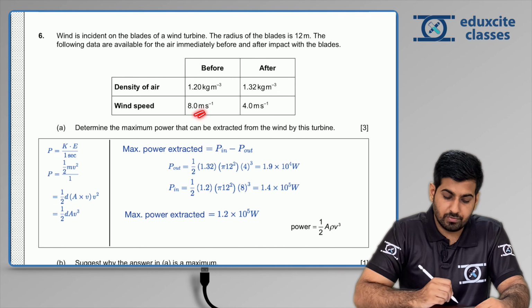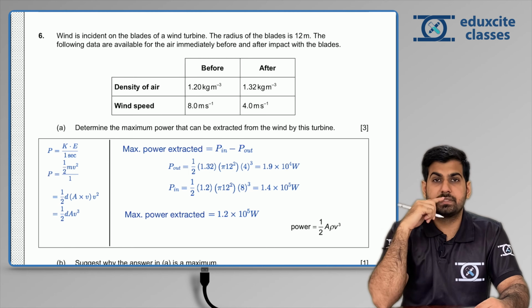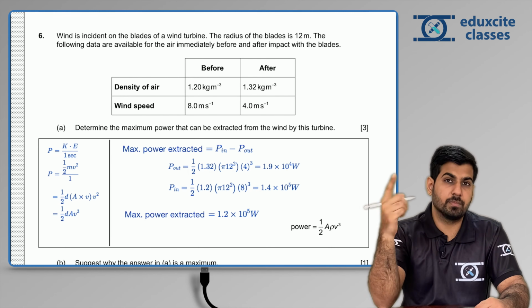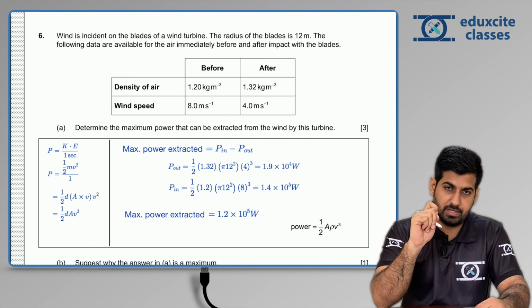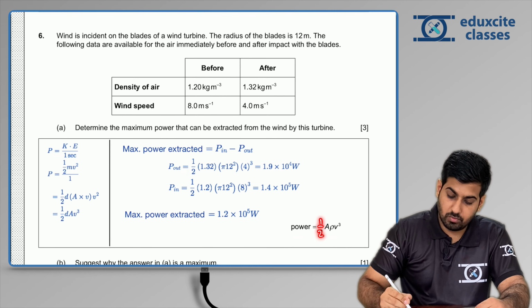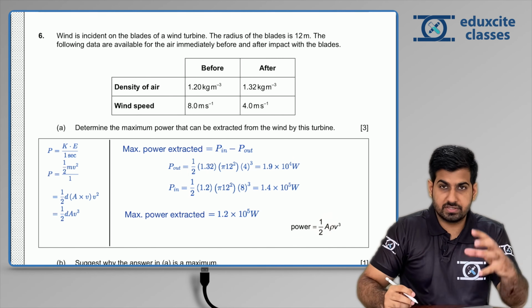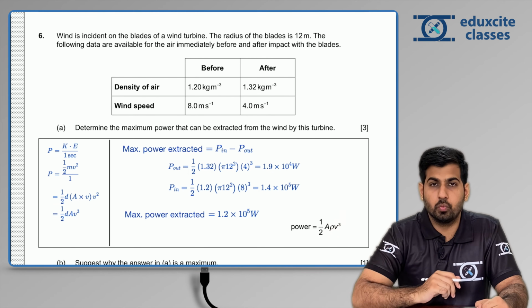The speed of wind before and after is given. Now in part A, find the maximum power that can be extracted from the wind by this turbine. One formula is there in your data booklet: power is equal to 1/2 times the area of cross section with which the wind is exerting, times density, times velocity cubed.